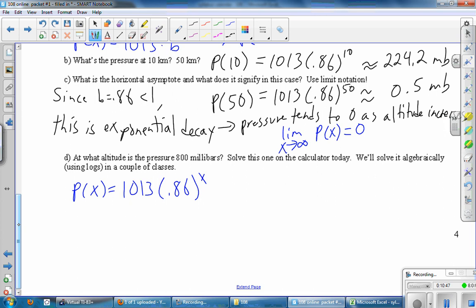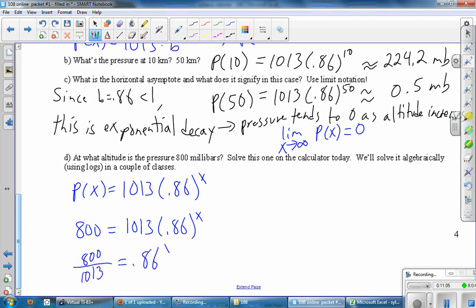And we're trying to make it so that the pressure is 800, so we put 800 over here. And we solve for x. So first we'll move the 1,000 over to the other side by dividing. And then if you know something about logarithms, you might be able to use them to solve for x algebraically. If you do, then certainly you can do it that way. That's good practice. We'll be doing it that way together soon.